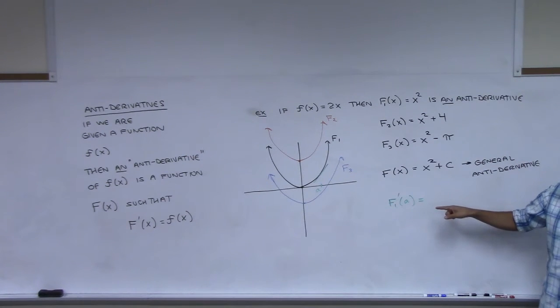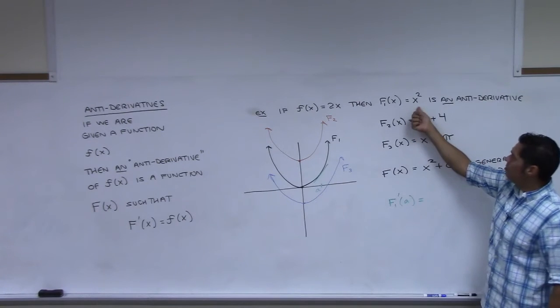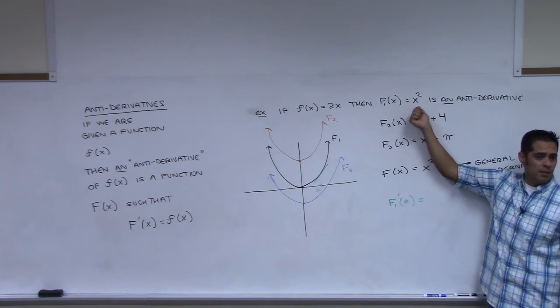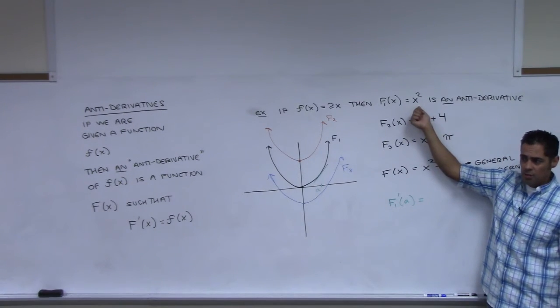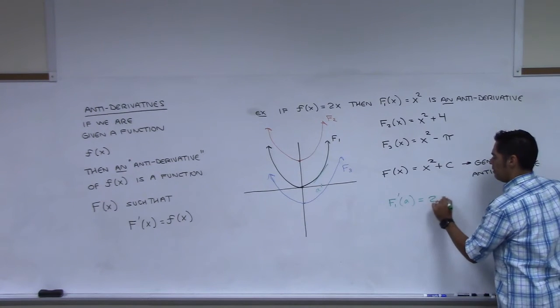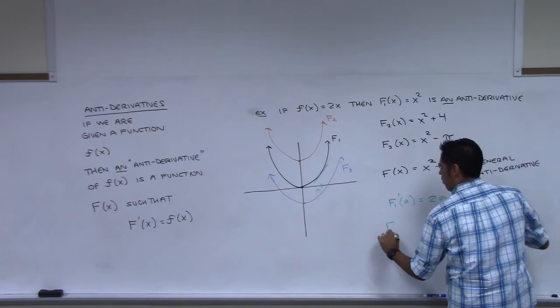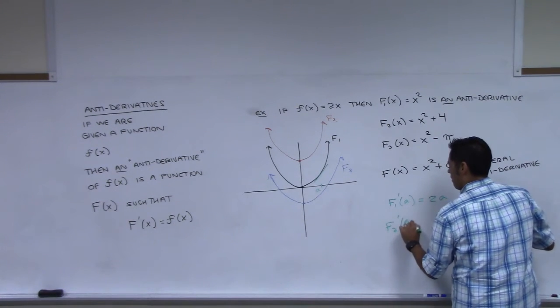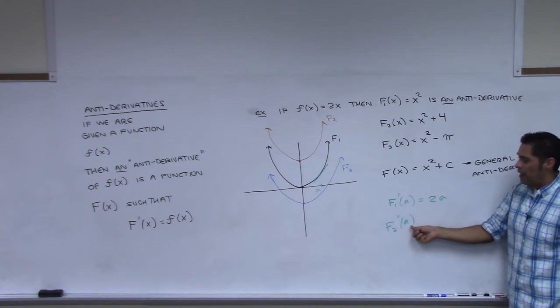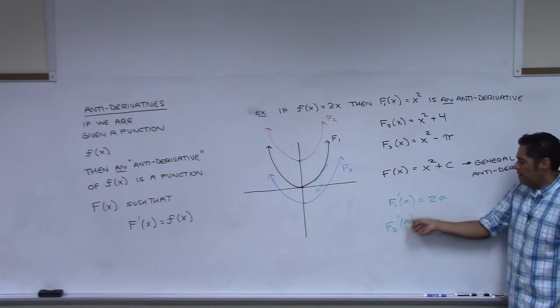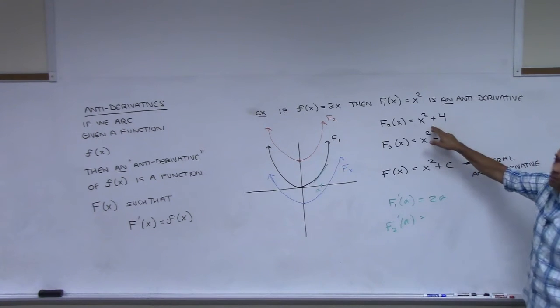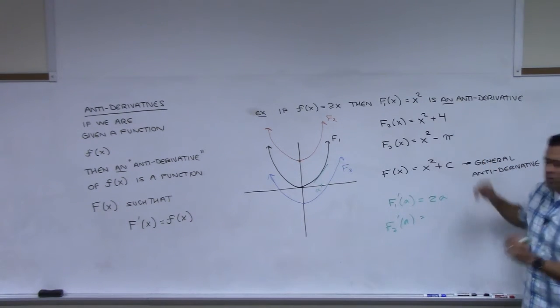Well, the derivative of this is 2x, right? So if I plug a into that, I get 2a, right? So I get 2a here. But that would have worked for all of these. So if I do capital F sub 2 of a, take the derivative, sorry, then I would take the derivative of this, which is still 2x, then plug in a, I get 2a again.